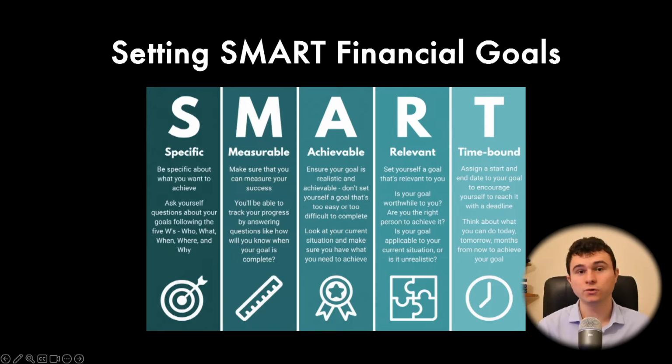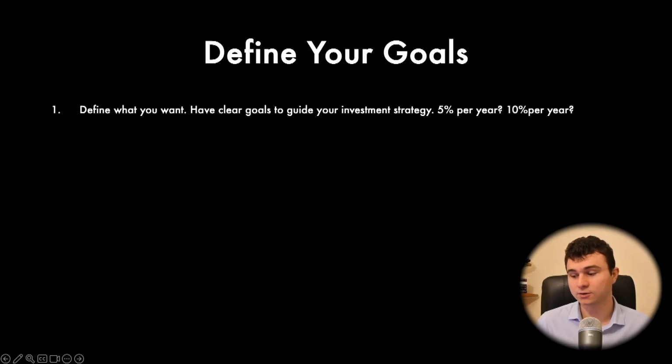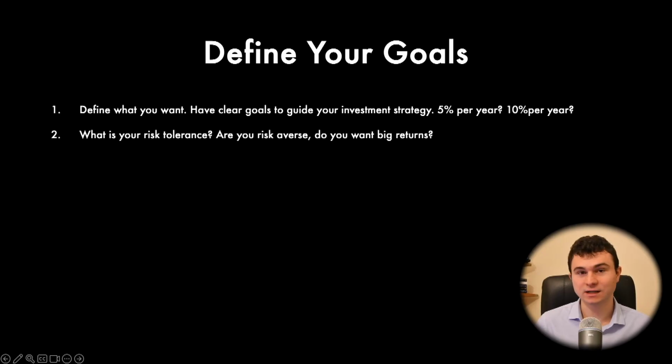And you have to know yourself, what kind of person you are, before you invest in the stock market. These SMART letters are important to have clear goals to guide your investment strategy. For example, some people want 25% per year. Some people want 5% per year, but they don't want to lose money. The big question that you have to ask yourself is: what is your risk tolerance? Are you a type of person that is risk averse, or do you want big returns? You have to know yourself.